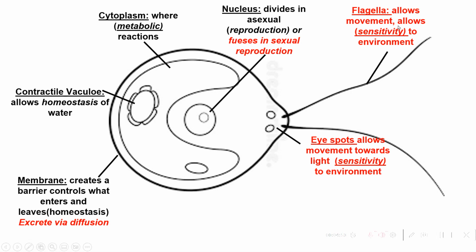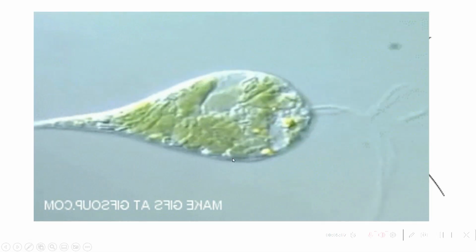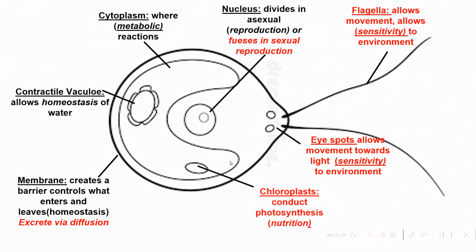It's got flagella, which allows it to interact with its environment. And it also has eye spots to allow it to move towards the light. And so this little guy also has chloroplast, right? That was where that green color was coming from. And so that is where it gets its nutrition from.